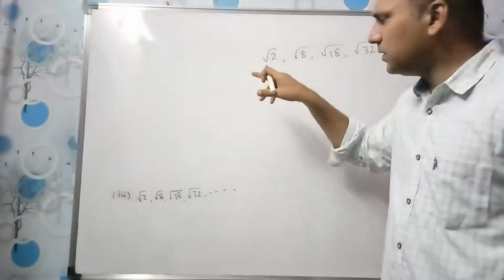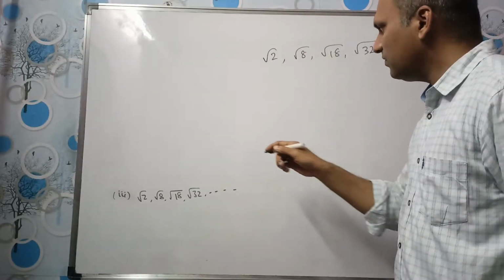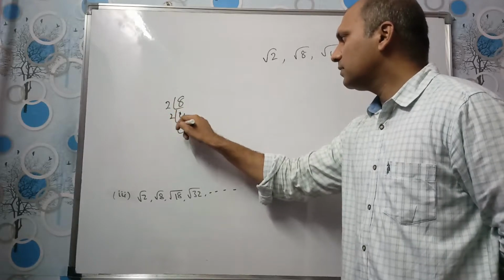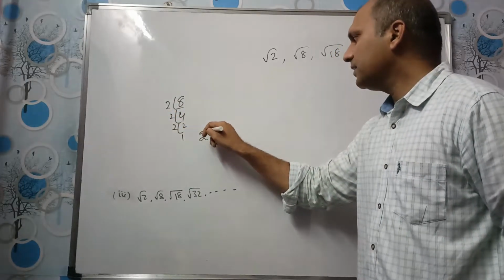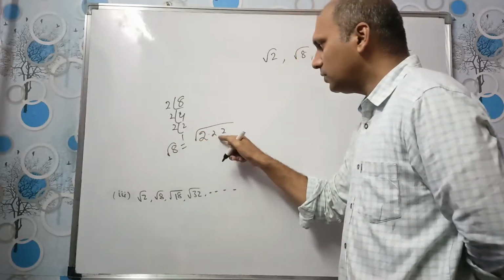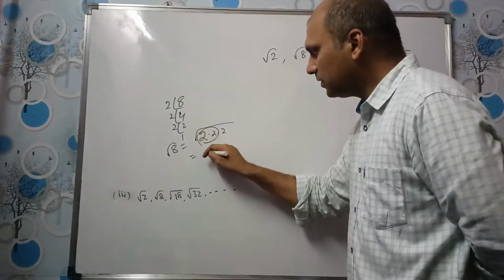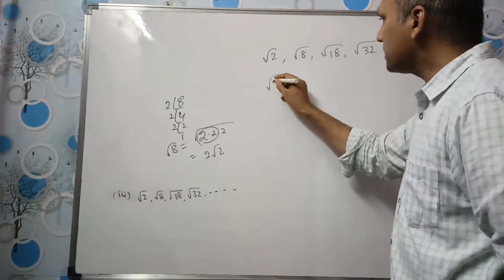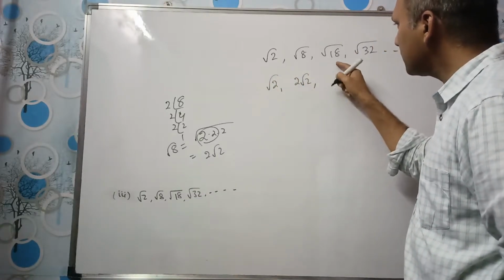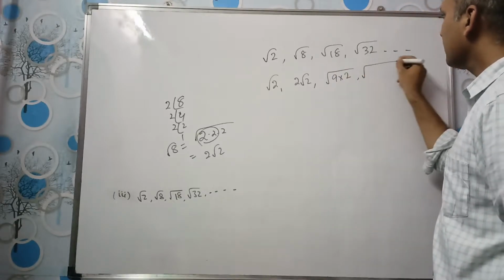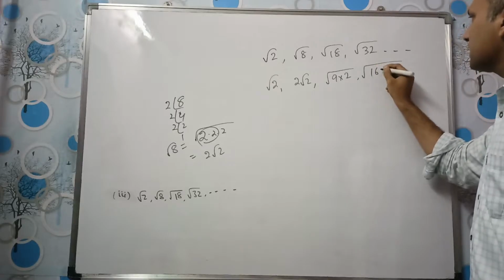See, let us write this in the simplest form. Root 2. Root 8, how can we write root 8? See, prime factors of 8, we can write 2 into 2 into 2, right? So root 8 is root of 2 into 2 into 2, or can we write it as 2 root 2, this pair will come out without root. So root 8 will be 2 root 2. So this is root 2, this is 2 root 2. In the same way, 18 we can write 9 into 2, and this is 16 into 2.